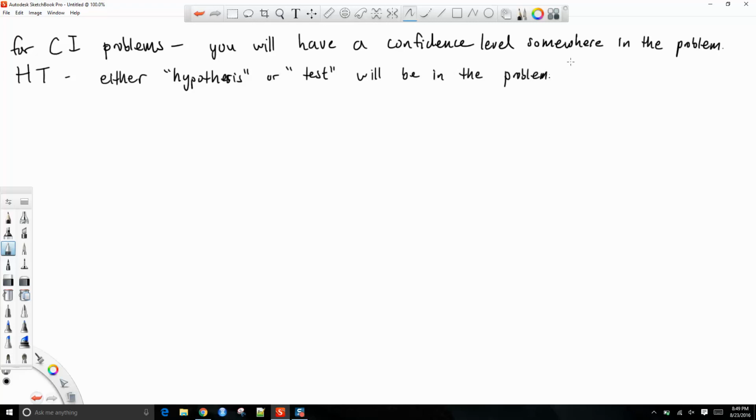Also, p-values are for hypothesis tests only. So if the problem mentions a p-value, then it's a hypothesis test.